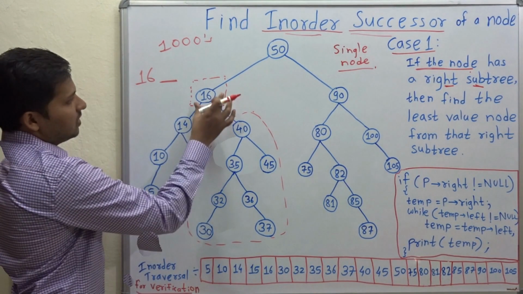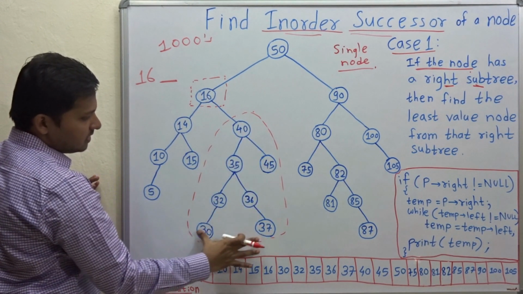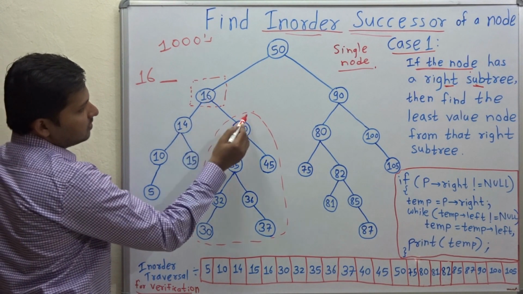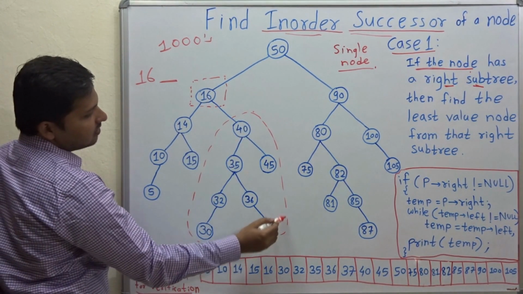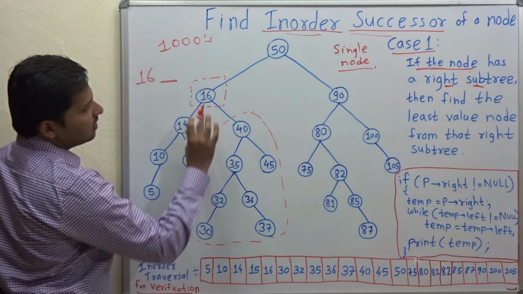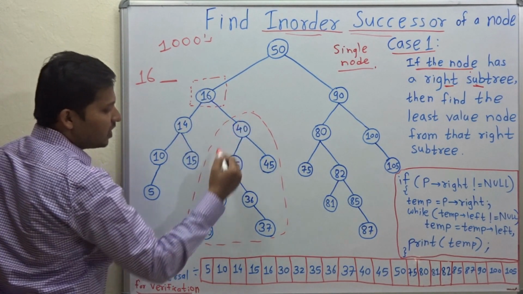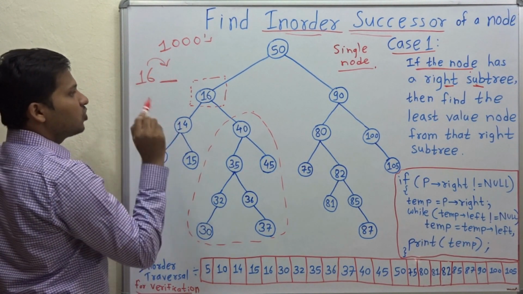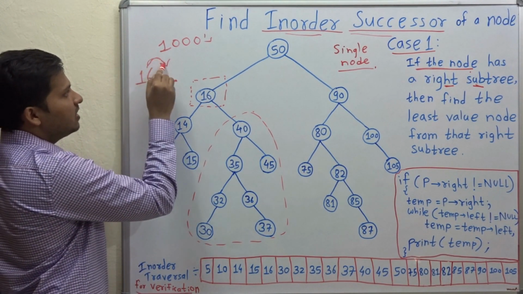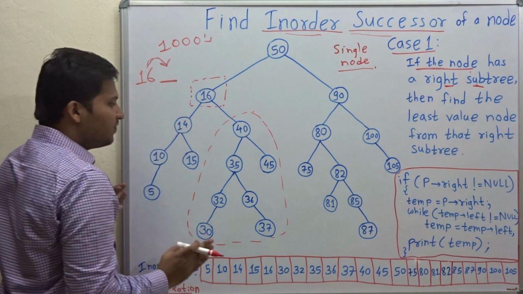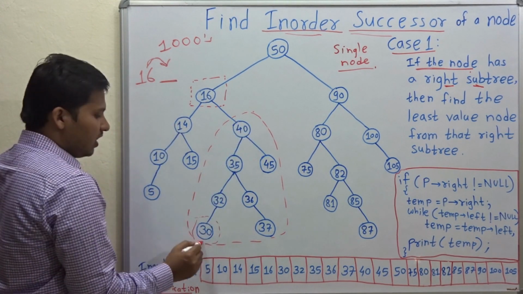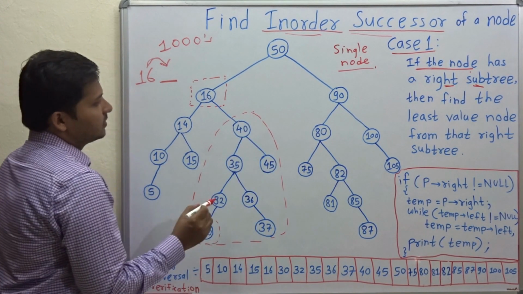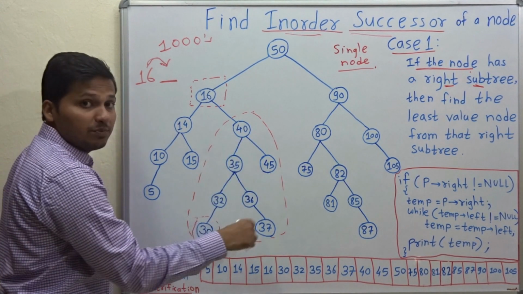So see, if you just concentrate on this, then for 16 these values are the next values in the in-order traversal. So what will be immediately next to 16? Means in the sorted order, what will be immediately next to 16? So that will be the least value in this subtree. The least value in this subtree. So what is the least value in this subtree?